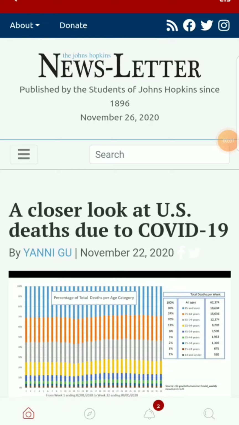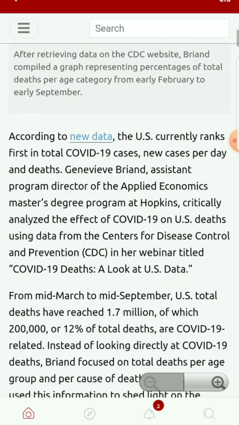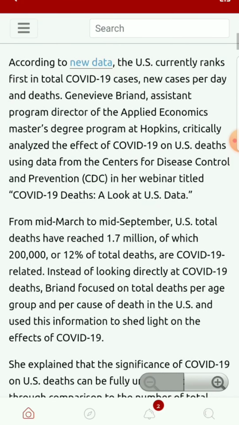A closer look at U.S. deaths due to COVID-19, November 22nd, 2020. According to the new data, the U.S. currently ranks first in total COVID-19 cases, new cases per day, and deaths.